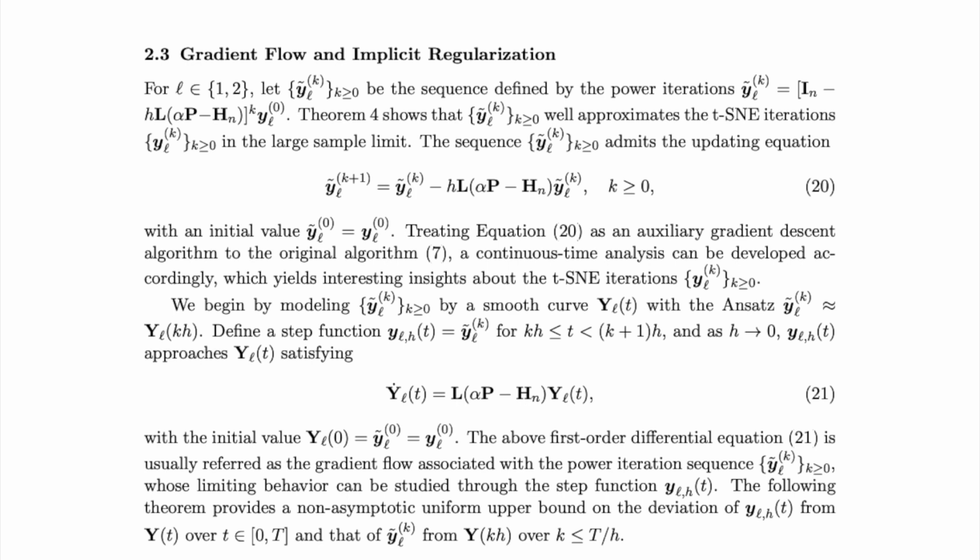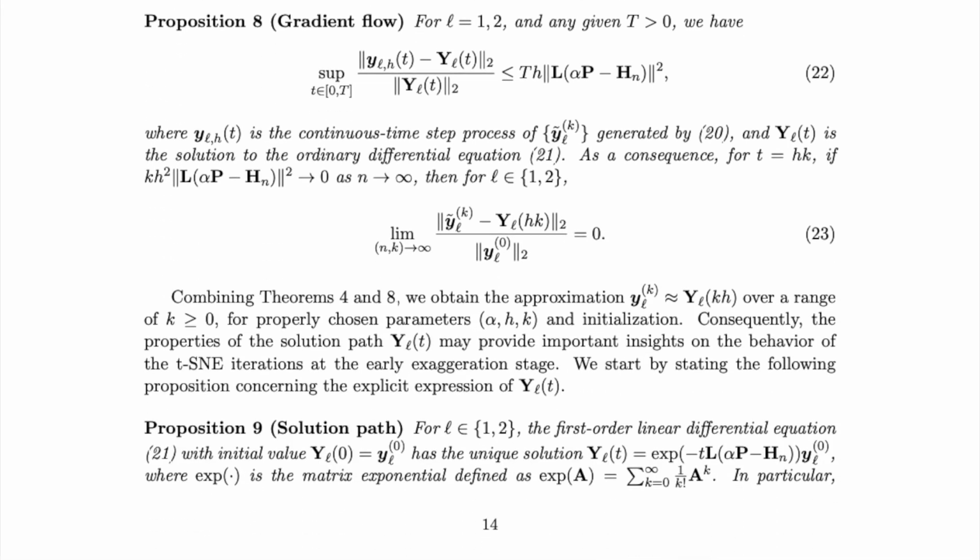The above first-order differential equation (21) is usually referred to as the gradient flow associated with the power iteration sequence {ỹ_k}, k ≥ 0, whose limiting behavior can be studied through the step function y_h(t). The following theorem provides a non-asymptotic uniform upper bound on the deviation of y_h(t) from y(t) over t in [0, T], and that of ỹ_k from y(kh) over k ≤ T/h. Proposition 8, gradient flow. For n = 1, 2, and any given T > 0, we have the formula, where y_h(t) is the continuous time step process of ỹ_k generated by (20), and y is the solution to the ordinary differential equation (21). As a consequence, for t = hk, if the stated condition holds, then for n ∈ {1, 2}, see formula.